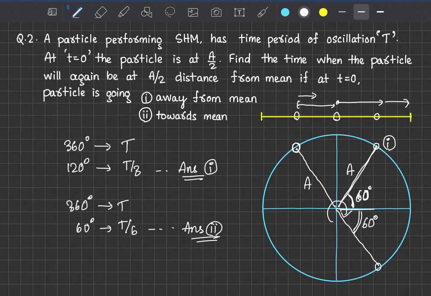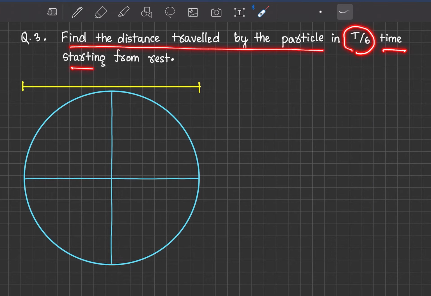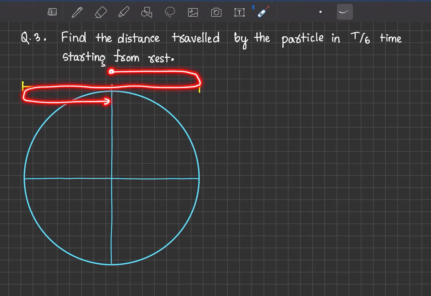Now let's go to the third one. In the third one, the question says, find the distance travelled by the particle in t by 6 time starting from rest. So if the particle starts from rest, think in case of SHM, let's say the particle is doing SHM this way. In the mean position the particle has maximum speed. In case of extreme positions, when the particle is at extreme position, it is at rest.